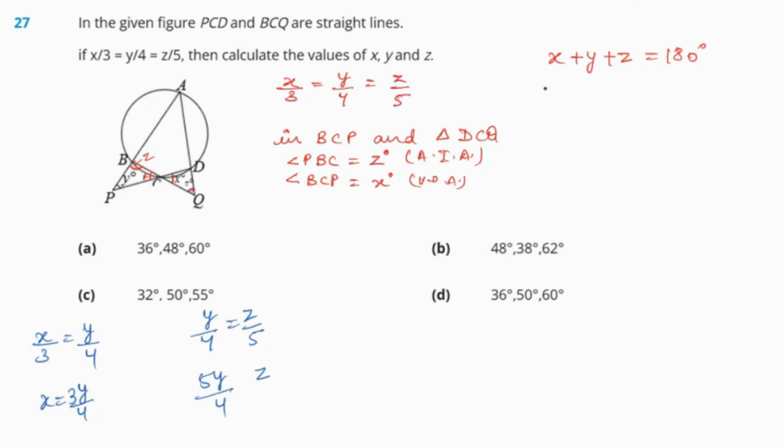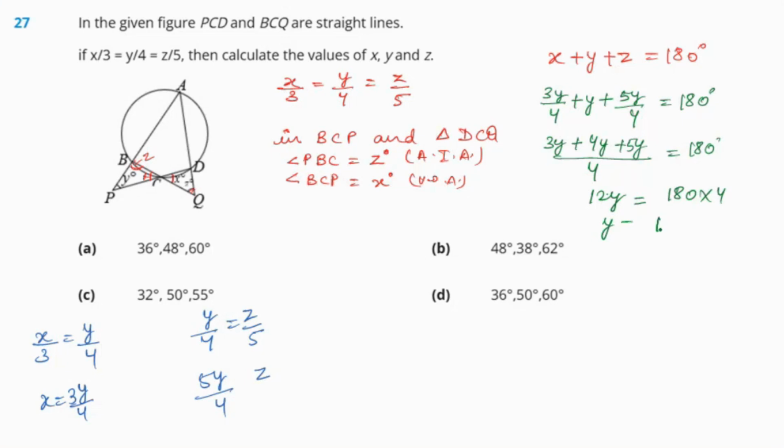Okay, so now we can put all the things together. We will be getting x, which is 3y by 4, plus y, which will remain y only, plus z, which we can write as 5y by 4, is equal to 180 degree. So when we solve it, we take 4 as LCM. We will be getting 3y plus 4y plus 5y is equal to 180 times 4. We are going to get 12y is equal to 180 times 4. So y needs to be 180 times 4 by 12. We can easily cut it, and we will be getting the value of y as 60 degree.